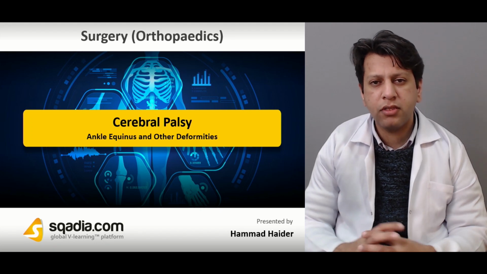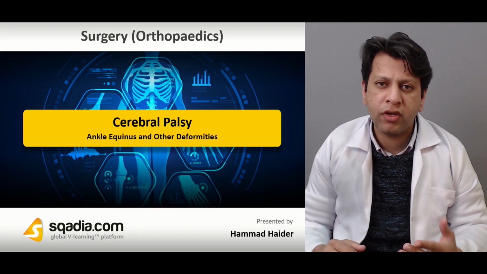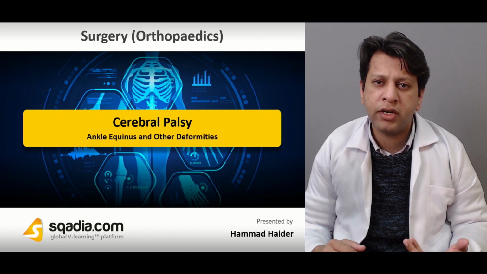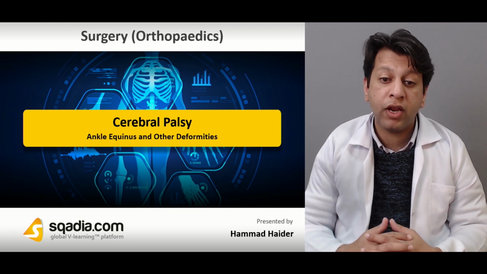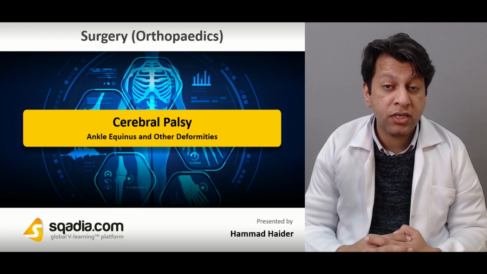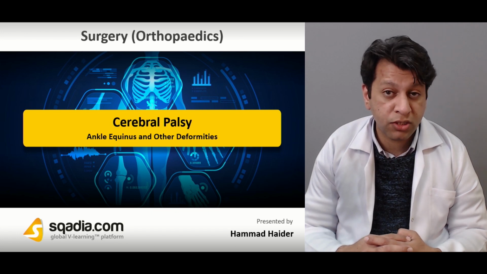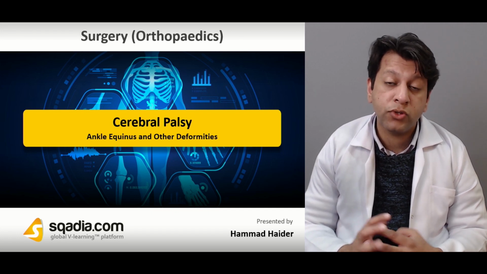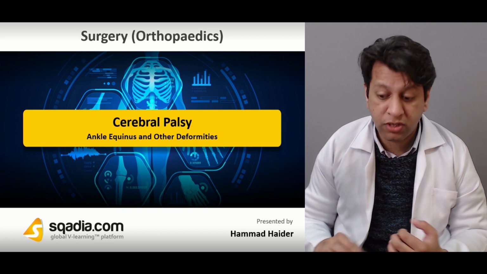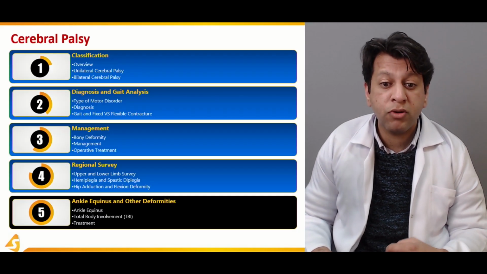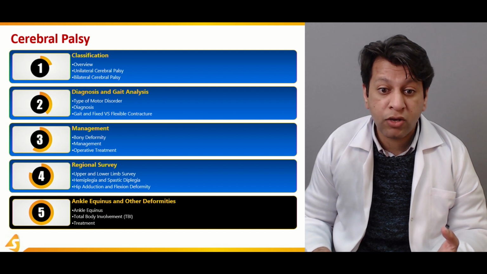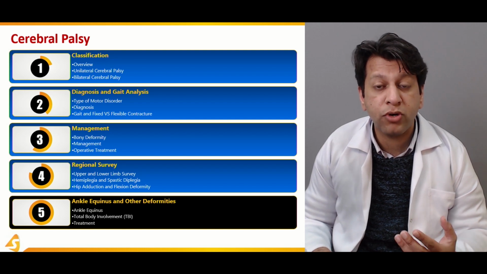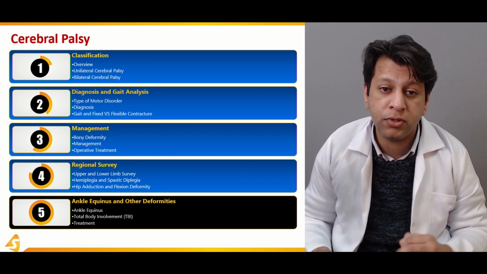Now, continuing with the regional survey, as we have covered the upper limb, the hip joint and knee joint, we are left with the ankle, equinus, and other deformities. Foot and ankle have to be dealt with as well, because there are multiple abnormalities at the foot and ankle level. In this section, we will go through how to deal with ankle equinus, and whether it's a total body involvement, and how to deal with that as well.